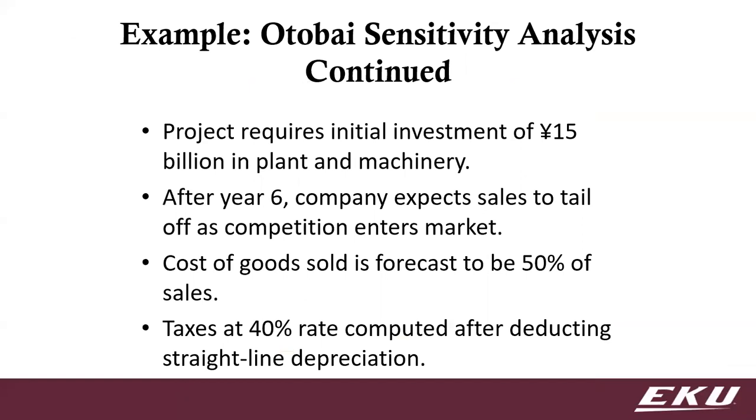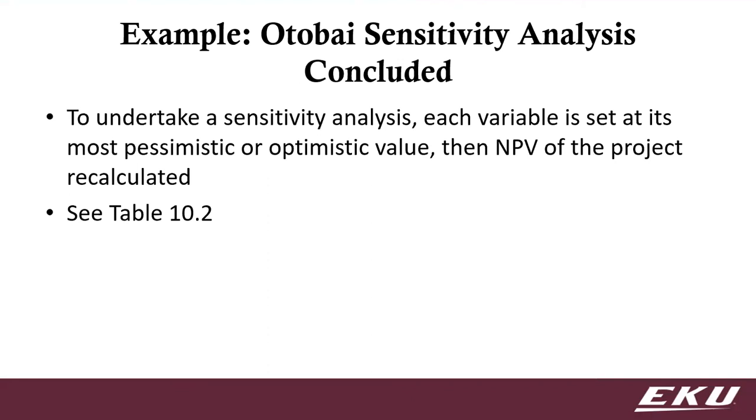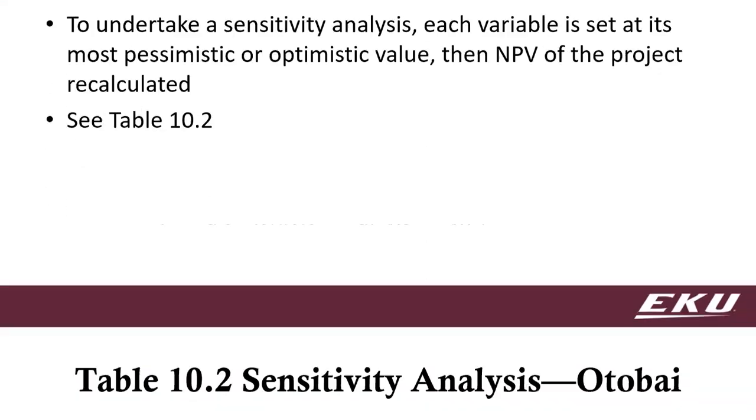Okay. So yeah, this is some of the stuff that I was just saying, right? So we're going to have to invest 15 billion. Those were in billions. Okay. And then after year 6, they're expecting things to start tailing off because you'll have other things, right? And then you see the assumptions that they're making for cost of goods sold, taxes, and the depreciation. And then what you do is you just start looking at the most pessimistic and most optimistic, and then just see how does that change the NPV.